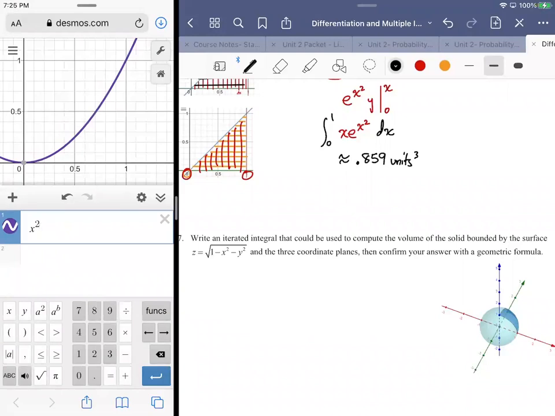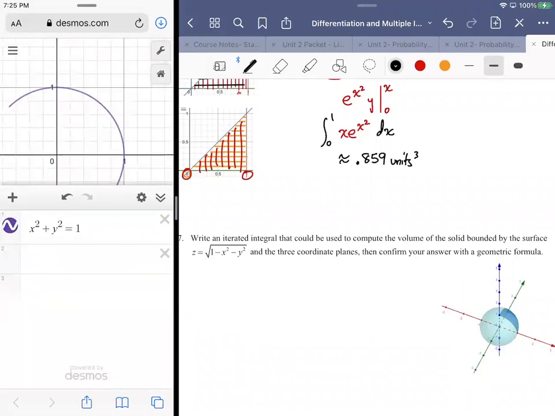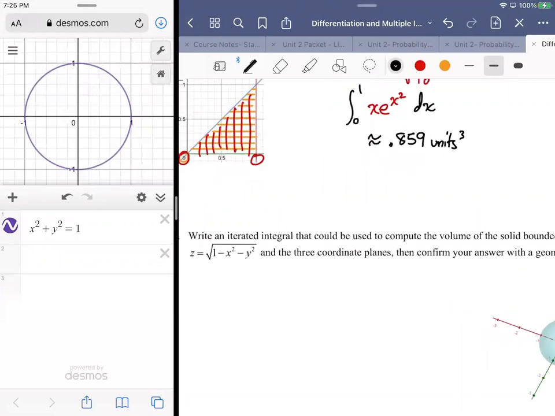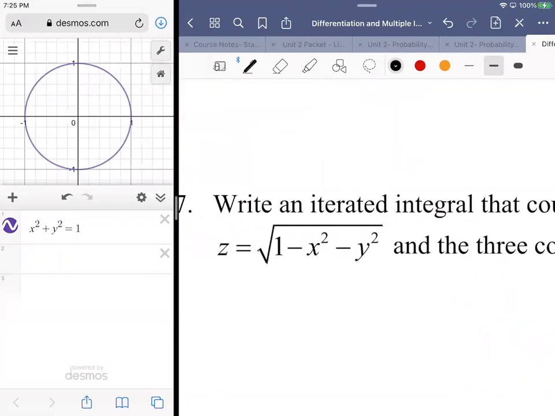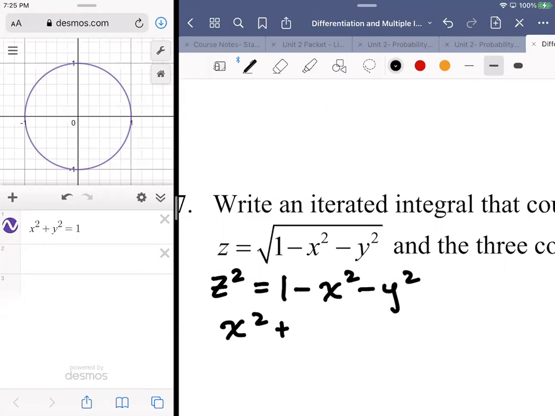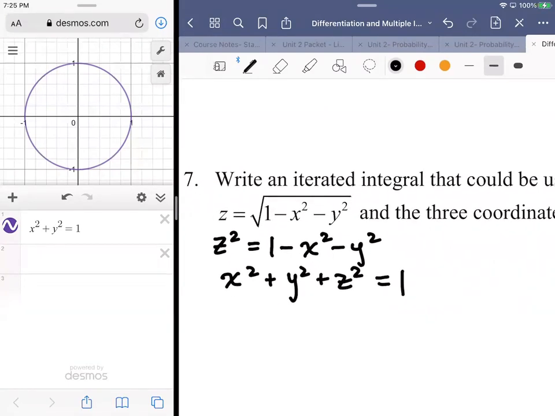x squared plus y squared equals 1 is going to be the base region for the whole shebang, and that's because if I square both sides, I get z squared is equal to 1 minus x squared minus y squared. Add x squared and y squared to both sides. I get x squared plus y squared plus z squared is equal to 1. All right. So how does that help me know that it's going to be a circle? Well, this is the unit sphere.